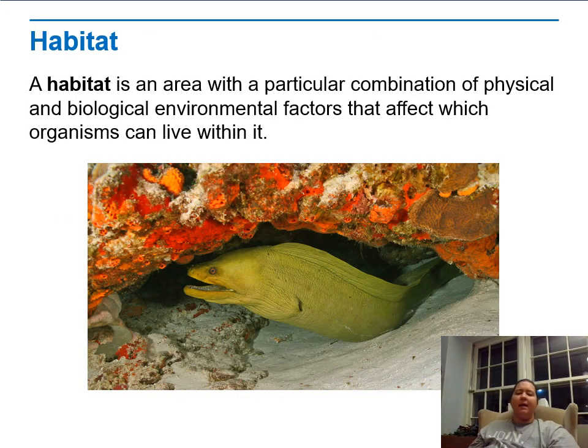A habitat is an area with a particular combination of physical and biological environmental factors that affect which organisms can live within it. It's another way of describing an ecosystem. It's another way of describing a biome. It's just that now we're throwing in the fact that there is an organism, like this eel, that can live and thrive there.